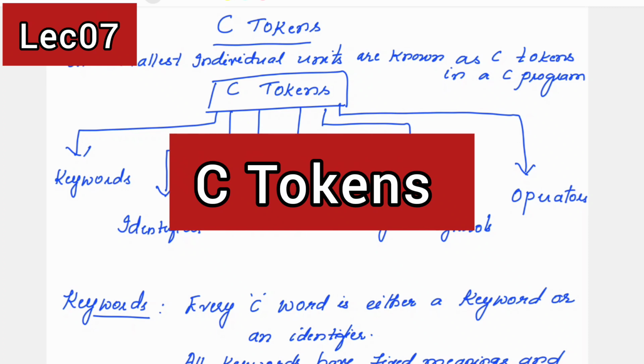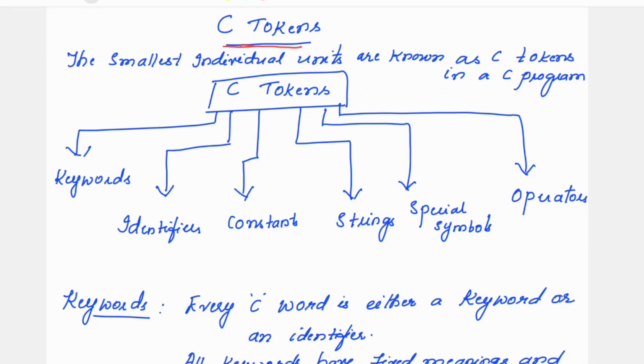Today's topic of discussion is on C tokens. How do you define C tokens? The smallest individual units are known as C tokens in a C program.